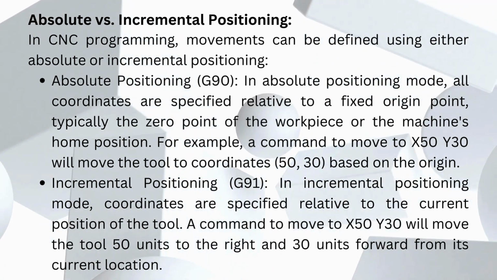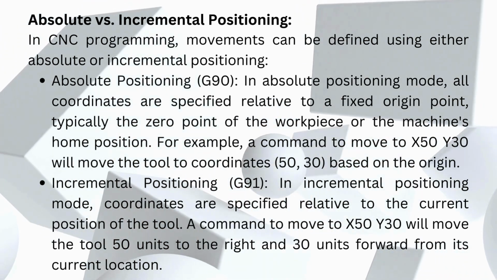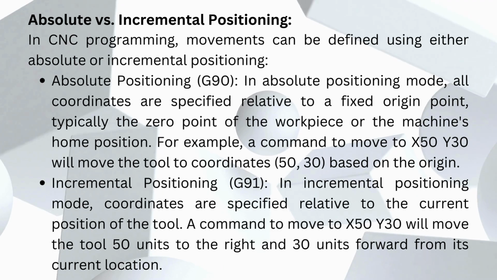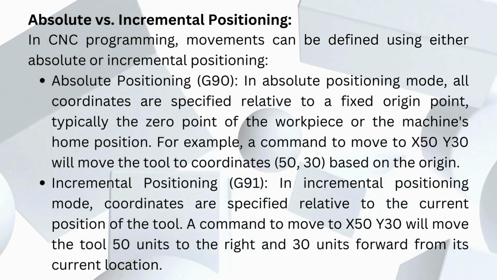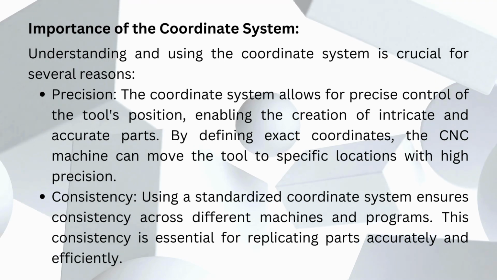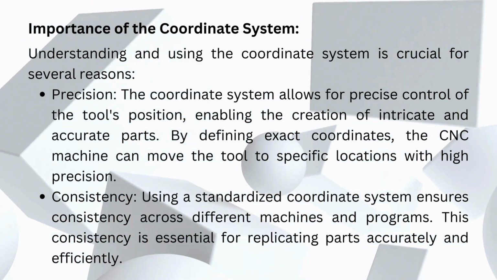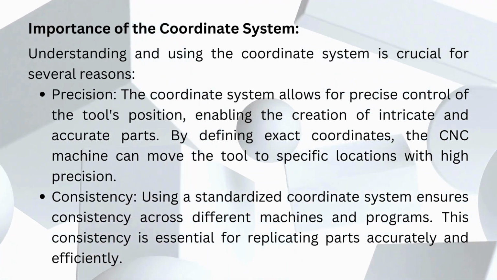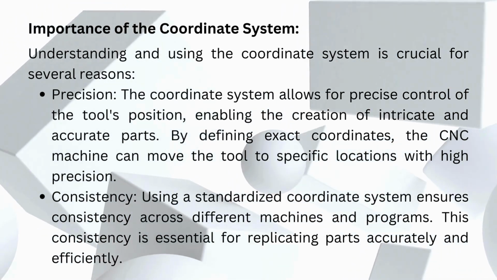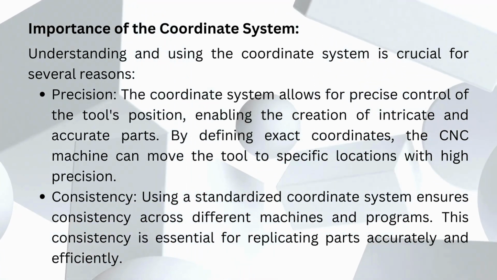Incremental positioning, G91. In incremental positioning mode, coordinates are specified relative to the current position of the tool. A command to move to X50 Y30 will move the tool 50 units to the right and 30 units forward from its current location. Importance of the coordinate system. Understanding and using the coordinate system is crucial for several reasons. Precision. The coordinate system allows for precise control of the tool's position, enabling the creation of intricate and accurate parts.